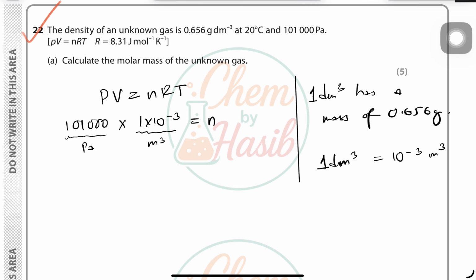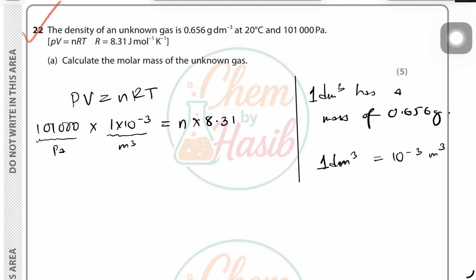n, the number of moles, multiplied by R, which is always given in the question, 8.31, multiplied by the temperature. Now the temperature must be in Kelvin. The temperature given is 20 degrees Celsius. You have to convert the temperature, so this would be 273 plus 20. Now if you calculate, the number of moles is found to be 0.04148. This would be the number of moles of this unknown gas.